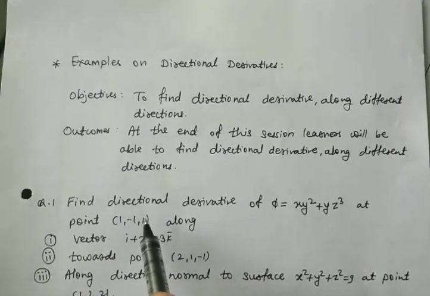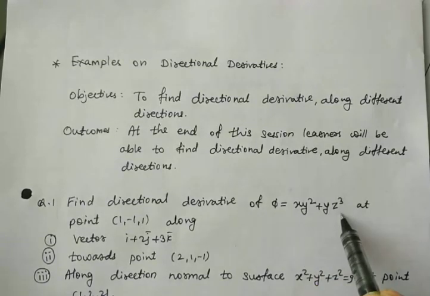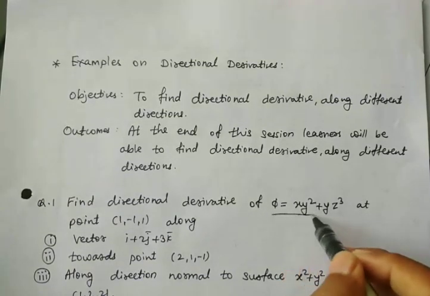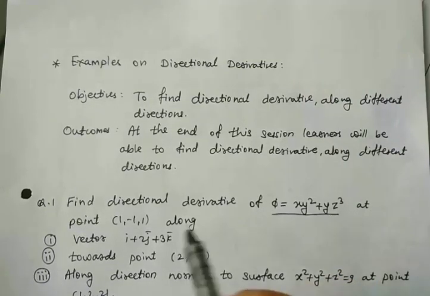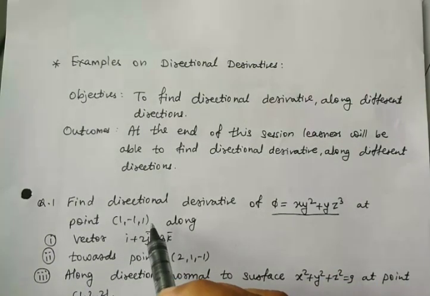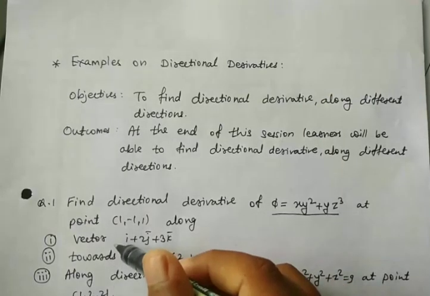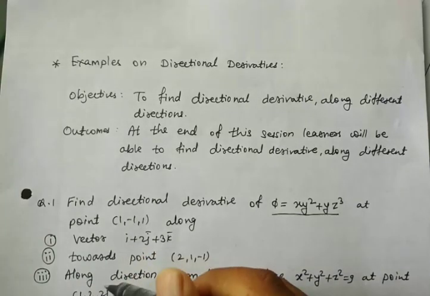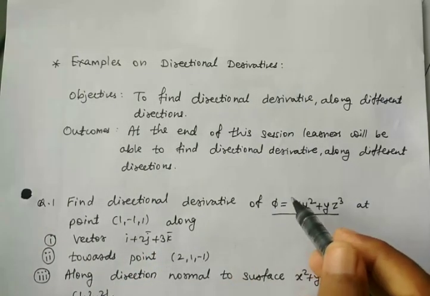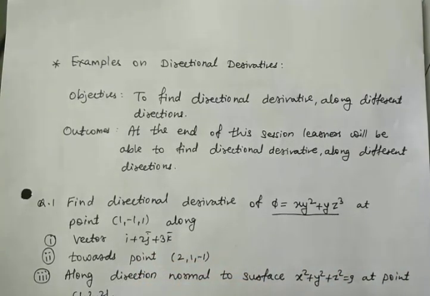Find the directional derivative of phi. Phi is a scalar function. This is a scalar function. Phi is equal to x y square plus y z cube at point (1, -1, 1) along the directions. Now for that, three subquestions are given. That means three different directions are given. We have to find the directional derivative of this scalar function phi in these three different directions.